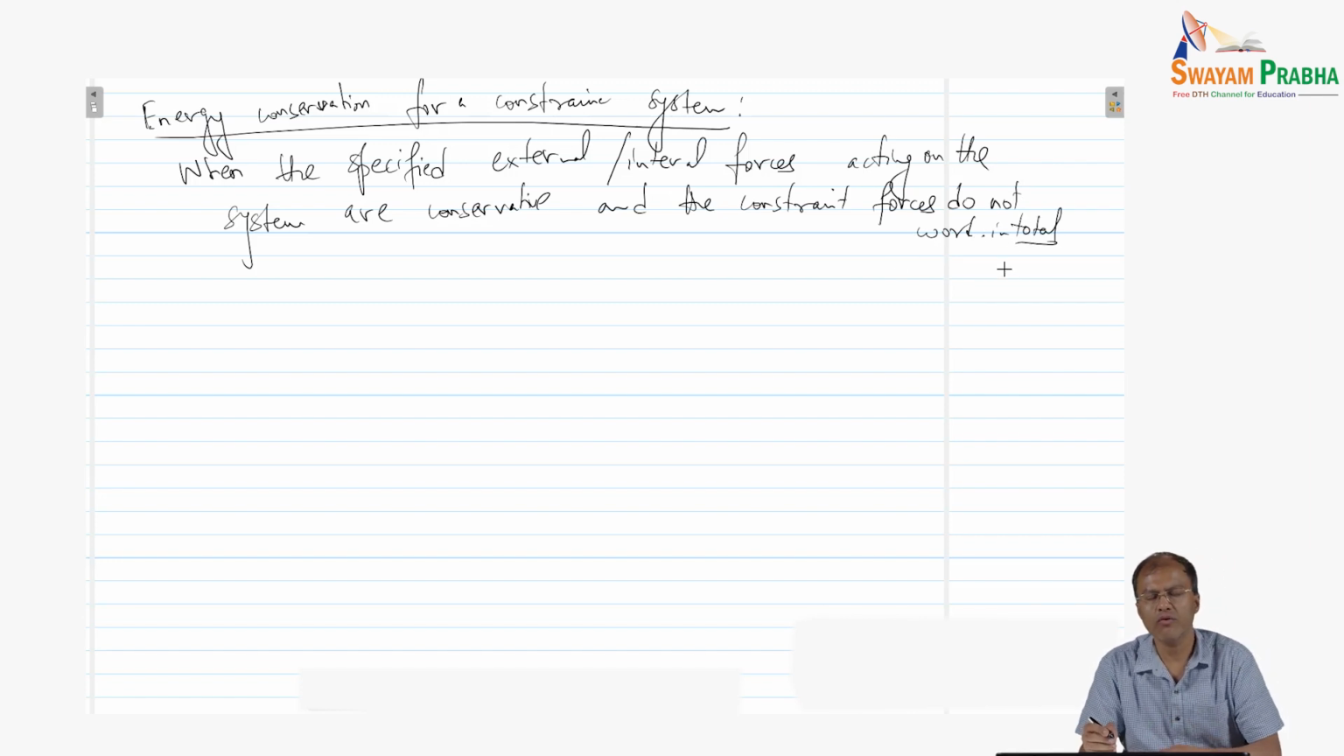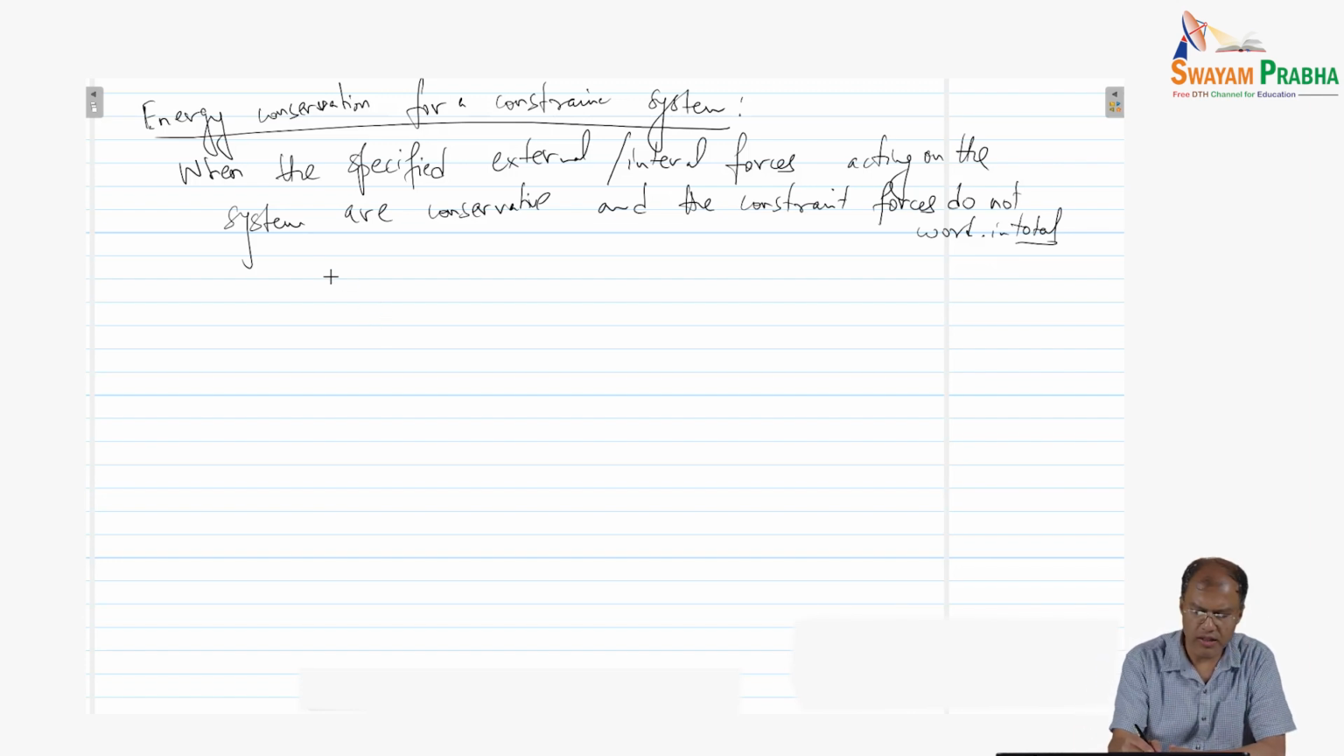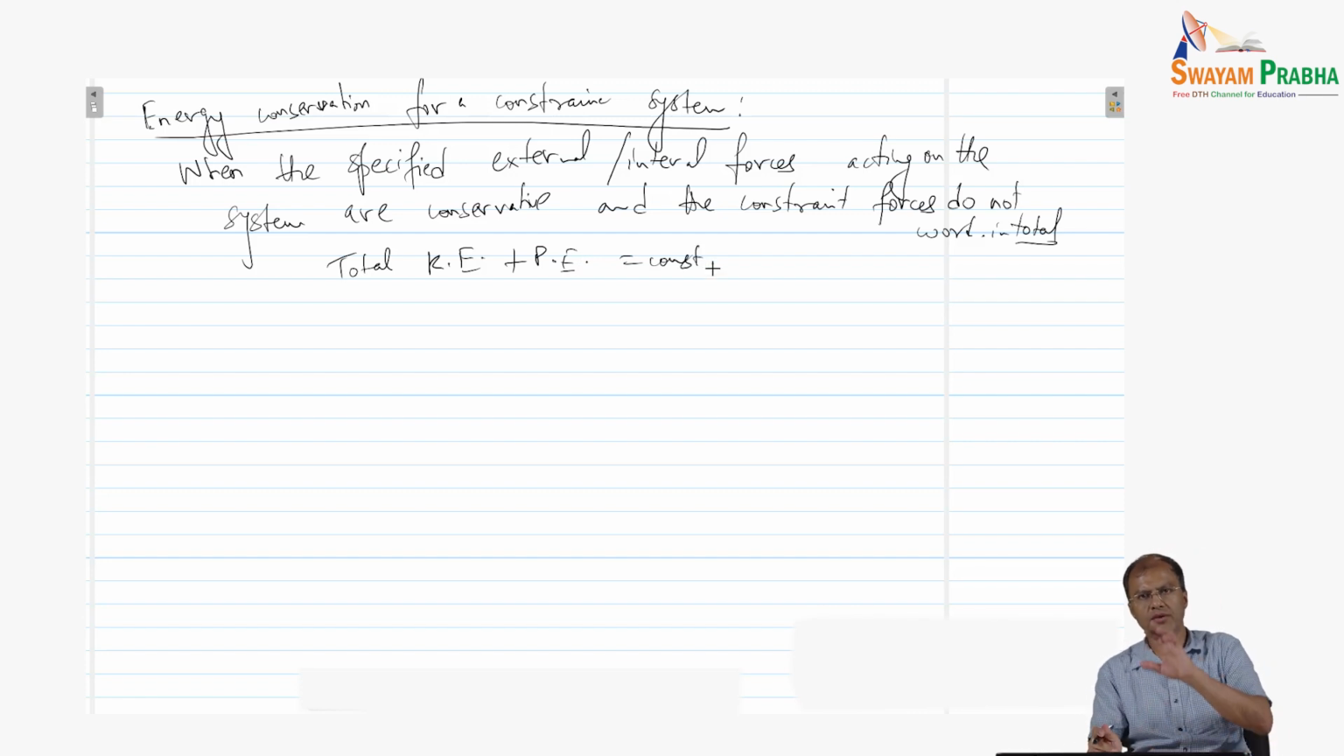What are these constrained forces? For example, the constrained forces which allow the particles to remain at fixed distance, they do no work in total. Then the total kinetic energy plus the total potential energy is a constant. So we have recapped all the scenarios in a conservative field. Let us look at the application of this statement through one example.